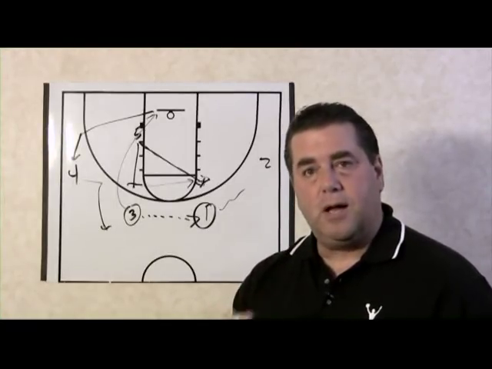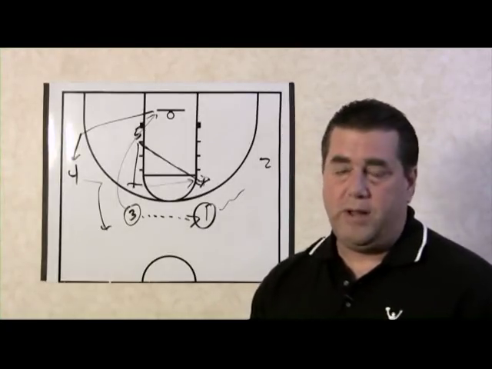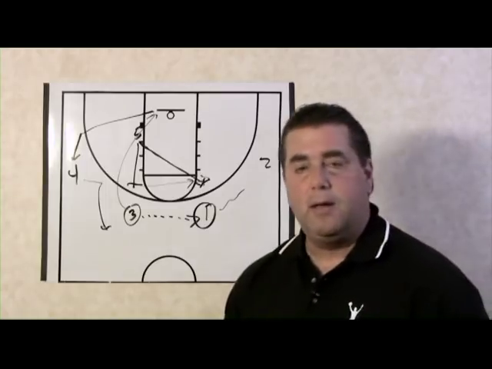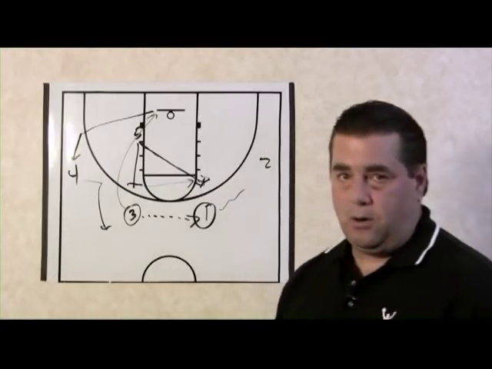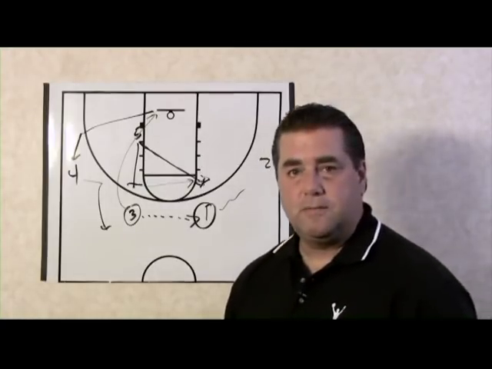Now you've got a good continuity offense going with just using our one entry, the dribble handoff entry to the wing. In the next couple of diagrams, we're going to show you the pass to the wing option and, of course, our post entry options.